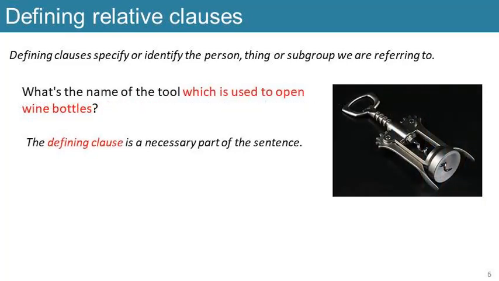Similarly, the relative clause in the sentence, "What's the name of the tool which is used to open wine bottles?" defines or identifies the tool we are asking about. It makes no sense to omit the relative clause and just ask, "What's the name of the tool?" And no sense to say, "People are more likely to be overweight." So the defining clause is a necessary part of the sentence.